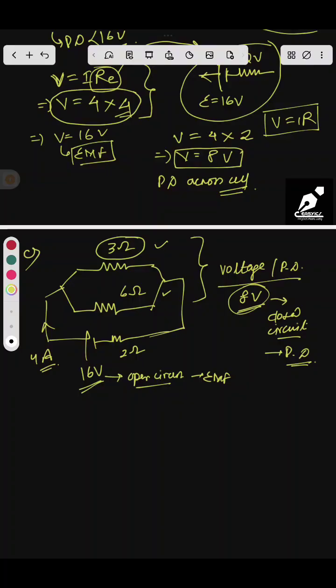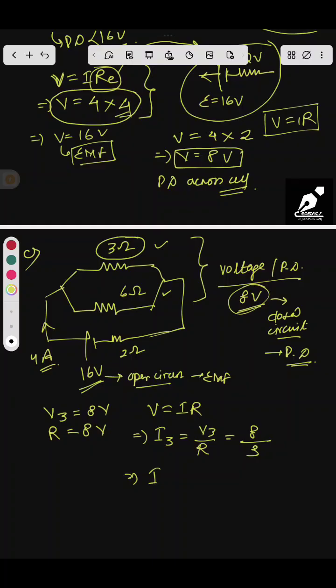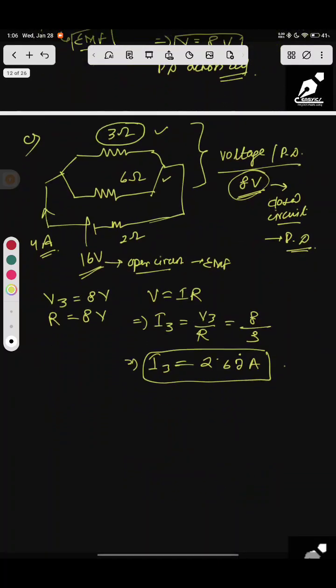So the voltage through the 3 ohm is 8 volt. Now you can easily calculate the current from Ohm's law. V is equal to IR. So current through the 3 ohm will be voltage of the 3 ohm divided by resistance. And what is the voltage? 8. And what is the resistance? Resistance is 3. So current through the 3 ohm resistance is 8 divided by 3. It will be something like 2.67 ampere recurring. Clear?